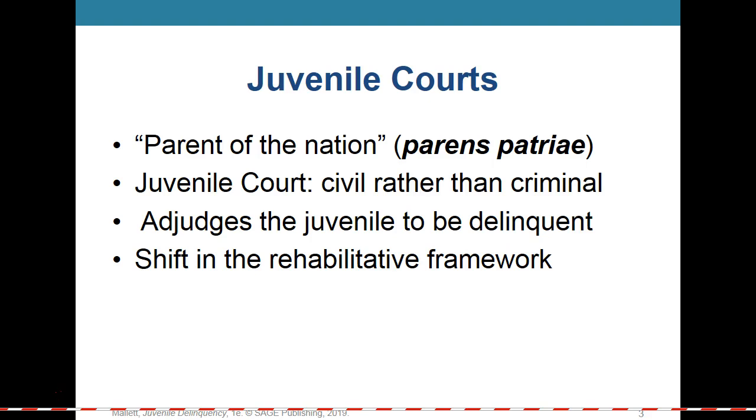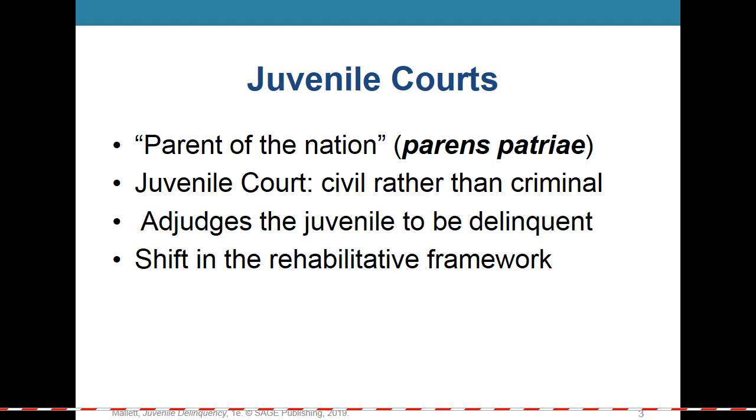Once they are adjudicated as delinquent, the jurist does not impose a sentence on the juvenile, because a sentence implies punishment for a crime, which we find in adult court, in criminal court. Rather, he or she renders a disposition. The juvenile has not been found guilty of a crime, but is being disposed.